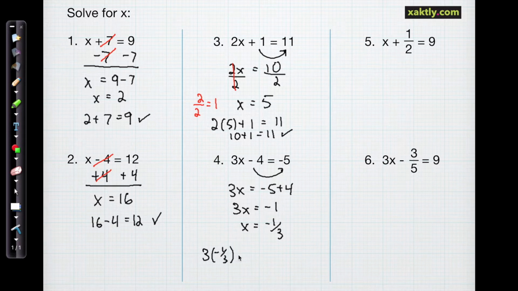Now if we plug that back in, we get 3 times negative 1/3 is negative 1, minus 4 is negative 5. So that works.